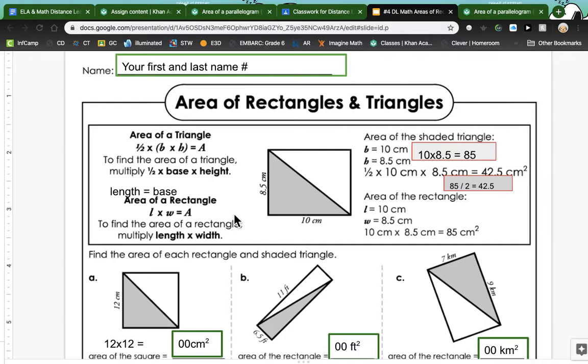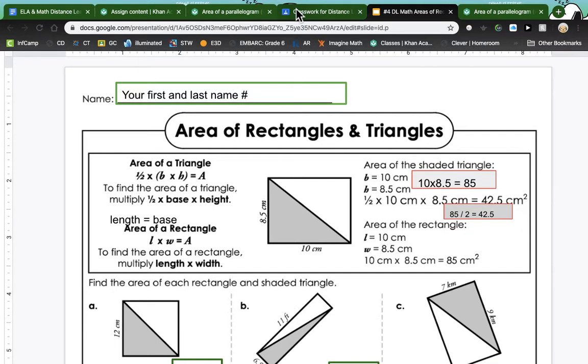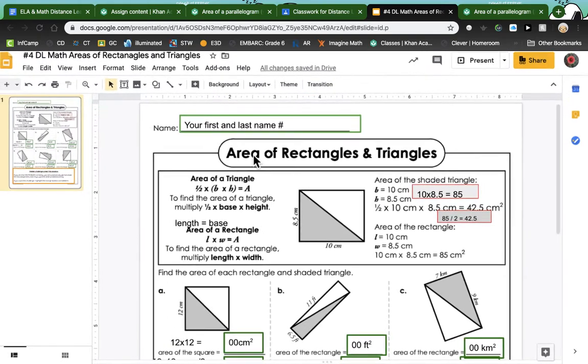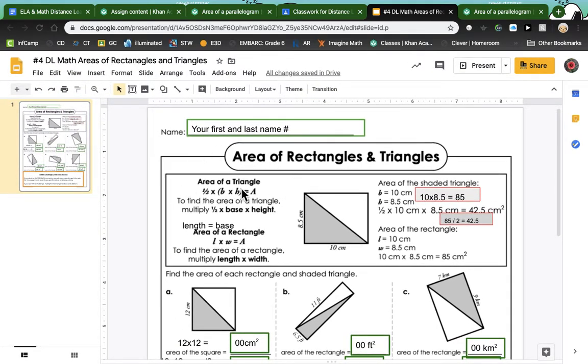You'll see that in the worksheet here, in this area at the top, my document is kind of delayed. It's a little bit delayed.